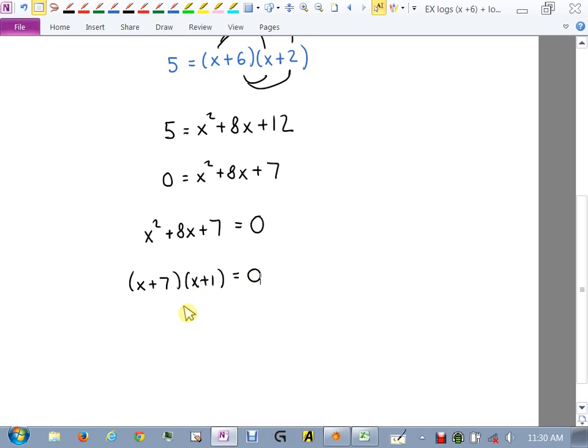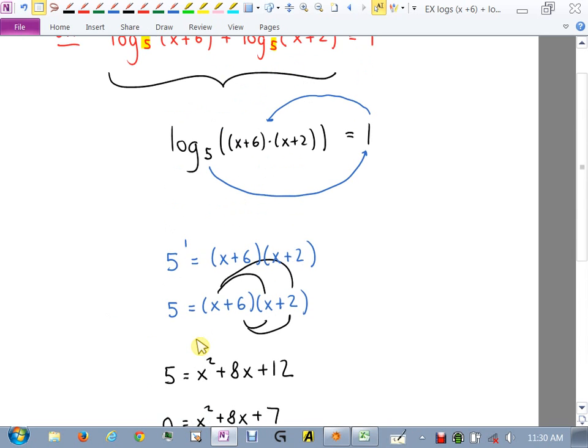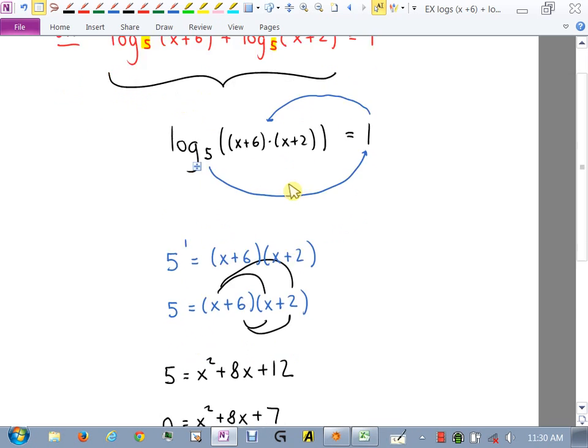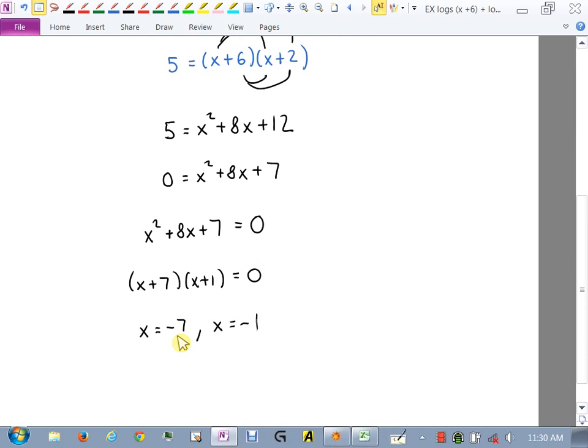So what are my solutions here? I have two of them. X is -7 and X is -1, right? So now you're thinking, okay, I've got two answers, but we have to check them. And then you look at them, you say they're both negative, so they throw them both out or what? No, you have to actually see what happens when you plug them into the original problem, which is way up here. Original problem.